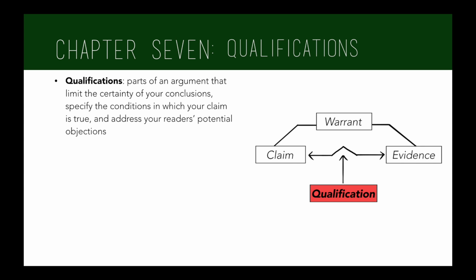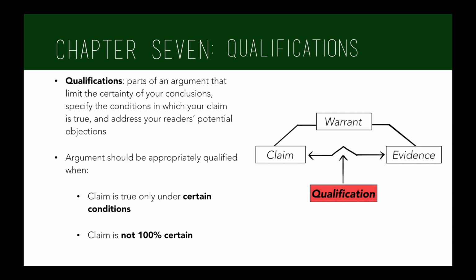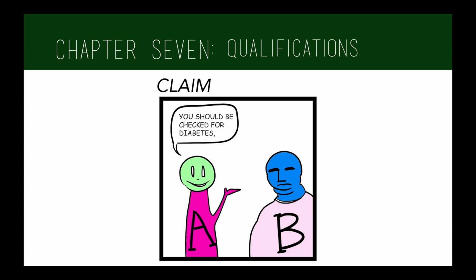Then what are qualifications? Qualifications limit the certainty of your conclusions, specify the conditions in which your claim is true, and address your reader's potential objections. You should qualify your argument appropriately whenever you make a claim that is true only under certain conditions or when it's not 100% certain. When you qualify your argument, you acknowledge the obstacles between your claim and your evidence. Let's look back at this example.